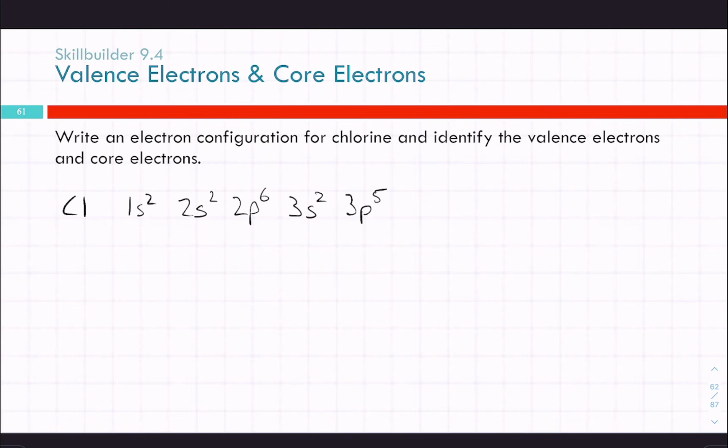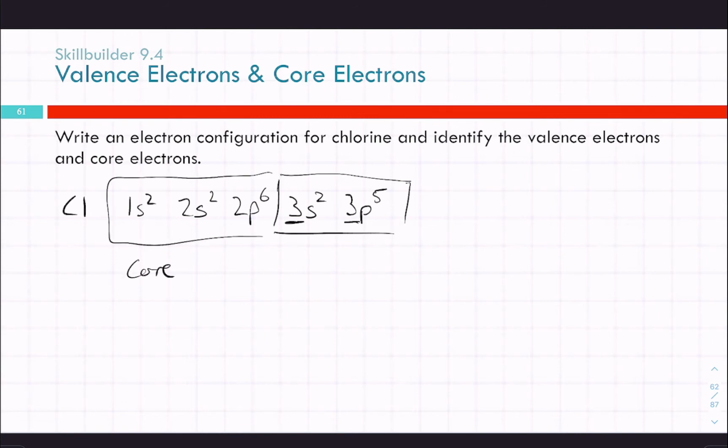So how many valence electrons does chlorine have? 7. Looking at all of our principal quantum numbers, 3 is the highest. So these are our valence electrons, and the rest are core electrons.